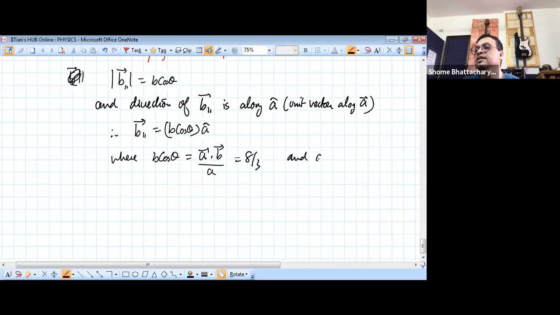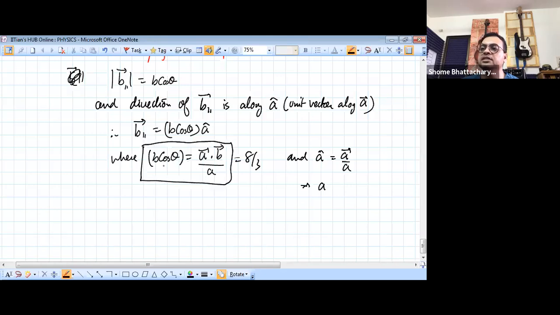And what is A cap? It is vector A divided by its own magnitude. Because we want to find B cos theta, why did we divide by A? Because we want B cos theta. What is the definition of A dot B? AB cos theta. So I will divide by A, only then will I get B cos theta. Alright, understood?